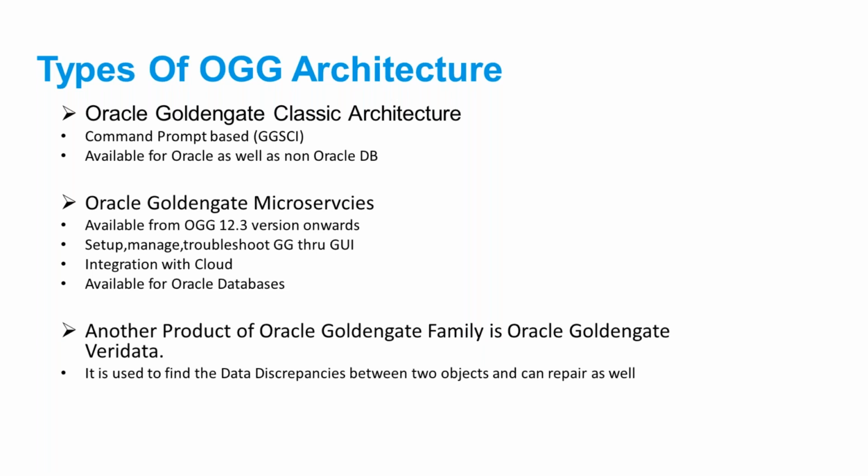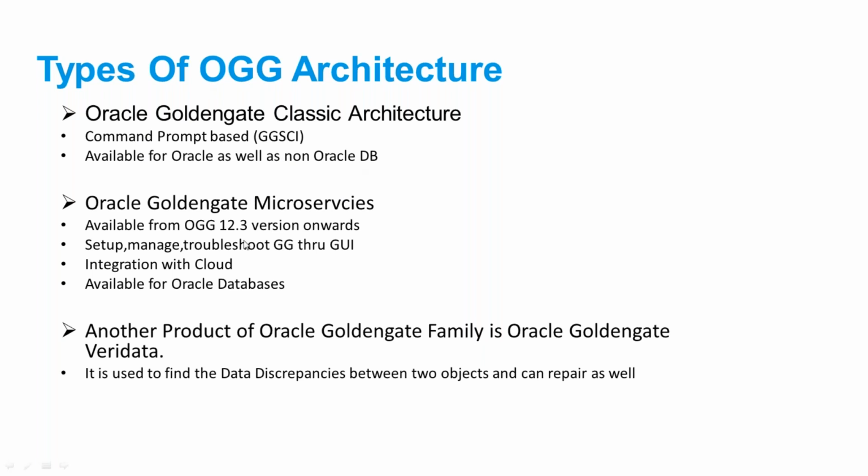What happened in 2017? Oracle introduced the new architecture of Golden Gate, which is GUI based architecture as well. That means that until 2017, before microservices was launched, you can configure, manage, set up Golden Gate only through command prompt, which is known as GGSCI.